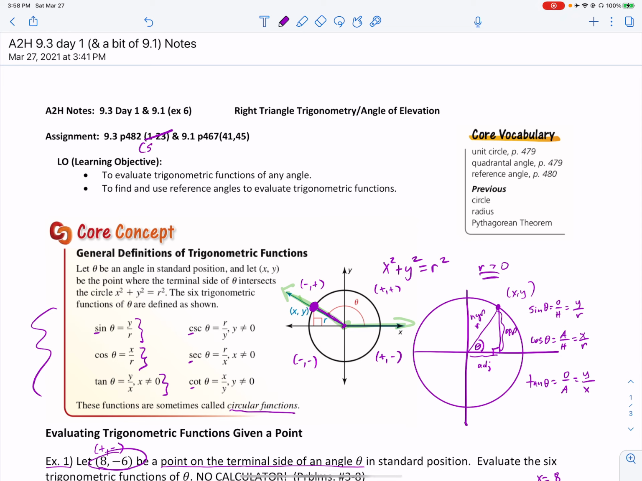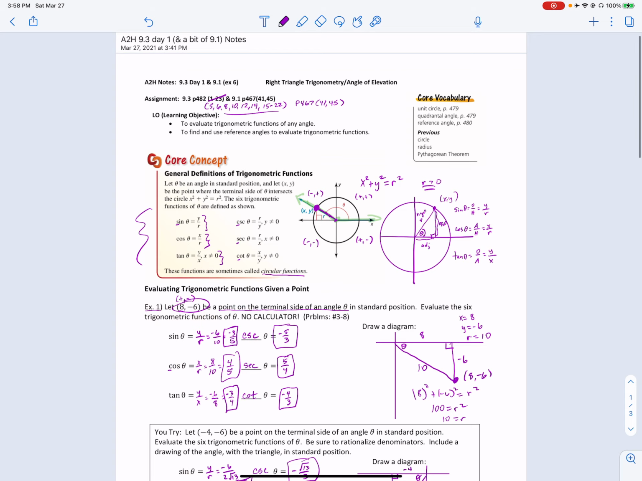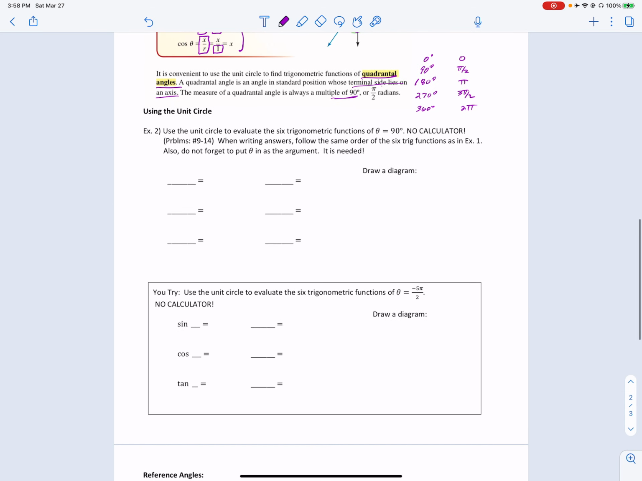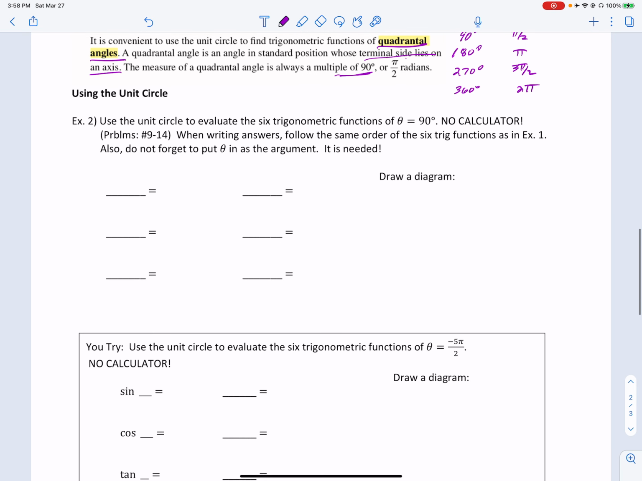So this is 5, 6, 8, 10, 12, 14, 15 through 22. And I still want you to do page 467, 41, and 45. So we just shortened this one a little bit. And I just noticed it because on your template, I filled some more things out when we got down to example 2.